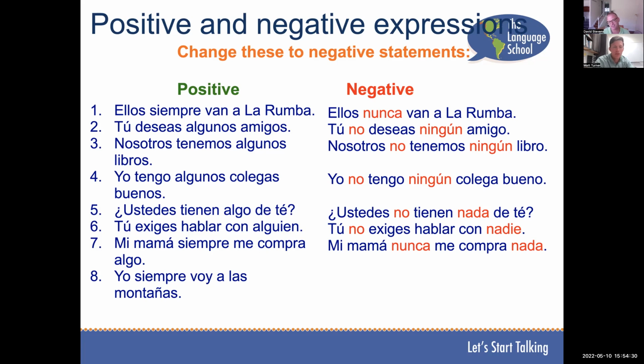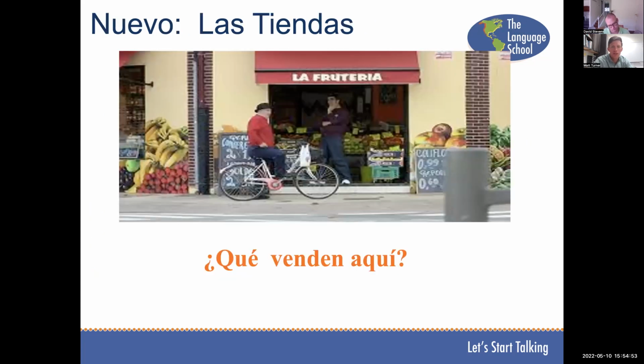Yo siempre voy a las montañas. You have to put the no here. Yo nunca no voy a las montañas. Here you just change siempre to nunca. So you don't need the no as well. Okay. Yo nunca voy a las montañas.